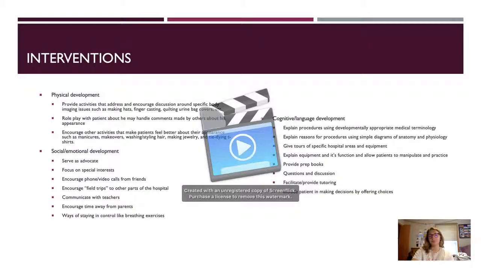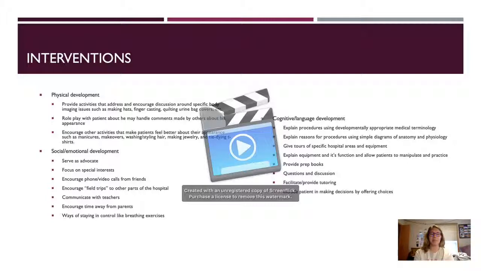So these are some interventions in the case of hospitalization that would be helpful as far as what the child life specialist can do in order to help with these things. For physical development, you can provide activities that address and encourage discussion around specific body image issues, such as making hats, finger casting, quilting urine bag covers, etc. There's role play with the patient about how he may handle comments made by others on his appearance.